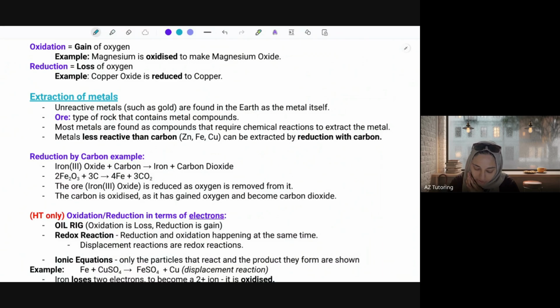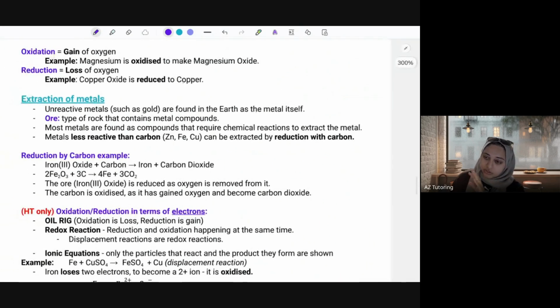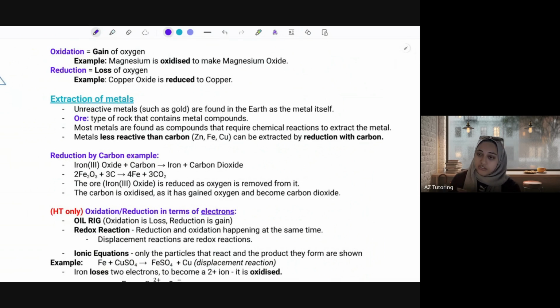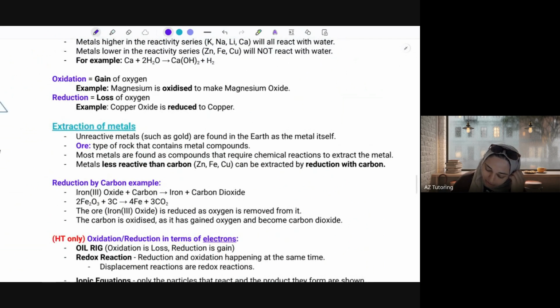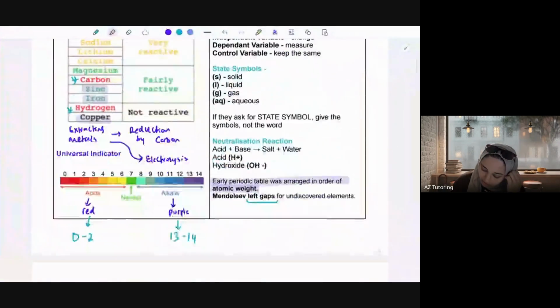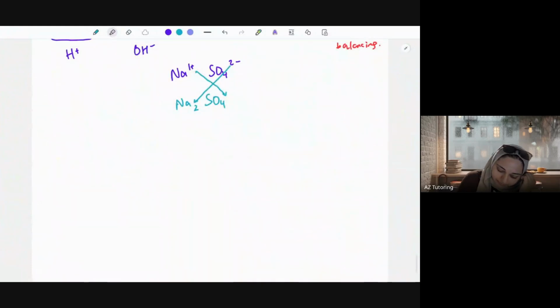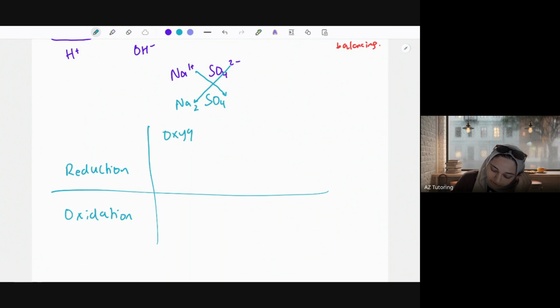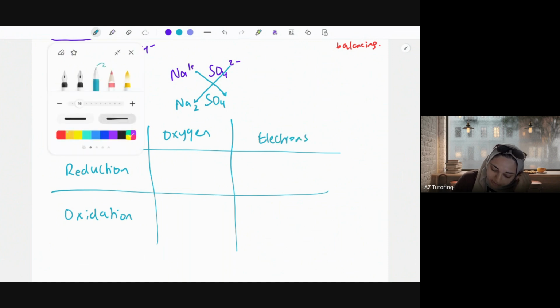So if we're using reduction by carbon, what does reduction mean? If you're doing just foundation, you only need to know reduction and oxidation in terms of just oxygen. But if you're doing higher, you need to know in terms of electrons and oxygen. So let's do a little table on this sheet, actually. I'm going to get this sent out to you after. So reduction and oxidation, in terms of oxygen and also in terms of electrons, but remember electrons is just for higher tier.